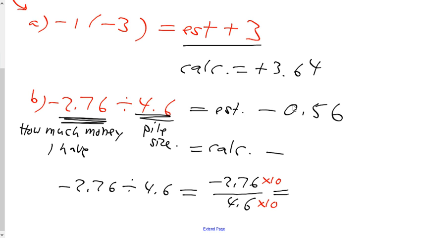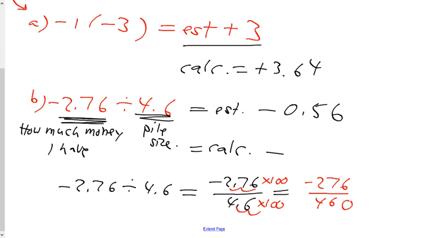Because if I did that, when you multiply by 10, you move the decimal one place. Multiplying it by 10 would only move my decimal place once in my equivalent fraction, which does not get rid of the decimal. But if I multiply it by 100, I'm going to get negative 276, because I'm going to move my decimal twice for 100. And I'm going to move the decimal twice here. It's going to be 460.